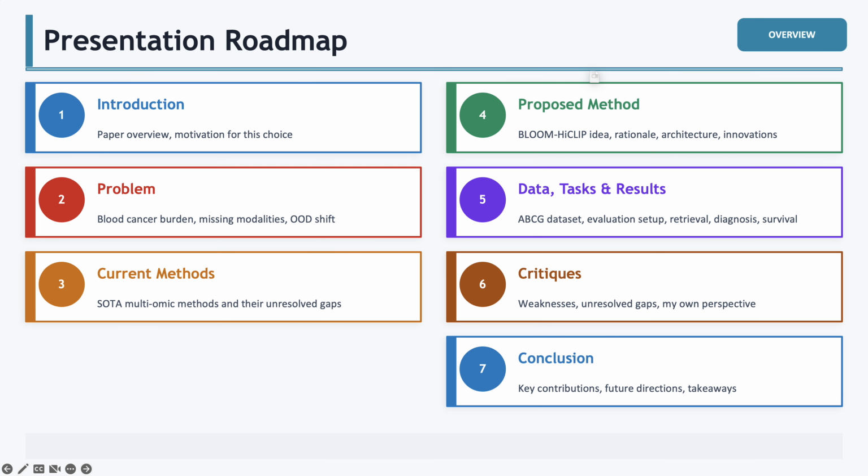Here's a quick map of what we're going to see today. There are 7 sections. We'll start with the problem: what makes blood cancer hard and why the data is such a mess. Then I'll show you what existing methods get wrong, and then the method itself, the results, my own critiques, and we'll wrap up with the conclusion.